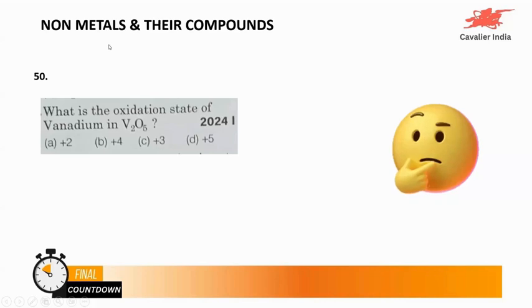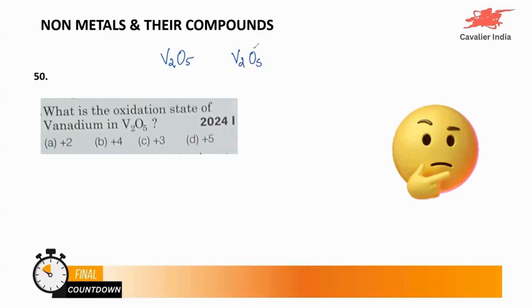Okay. What is the oxidation state of vanadium in V2O5? Yes, very good. That is how you will find the oxidation state of V in V2O5. Oxygen's common oxidation state is -2. Here it is X. So 2X minus 10 is equal to 0. 2X is equal to 10. X is equal to 10 by 2, which is equal to +5. Okay, clear. +5 is the answer.